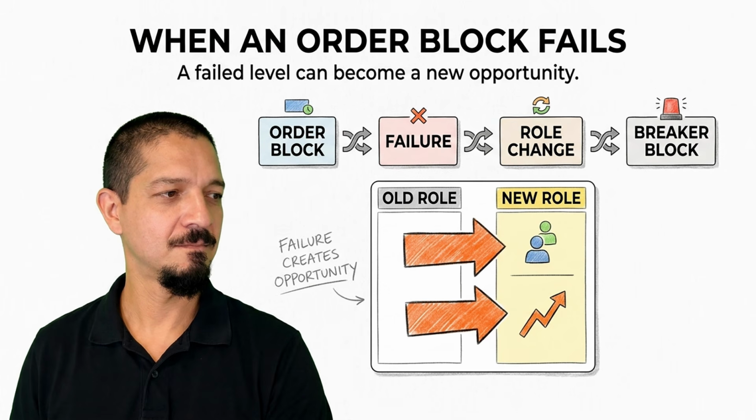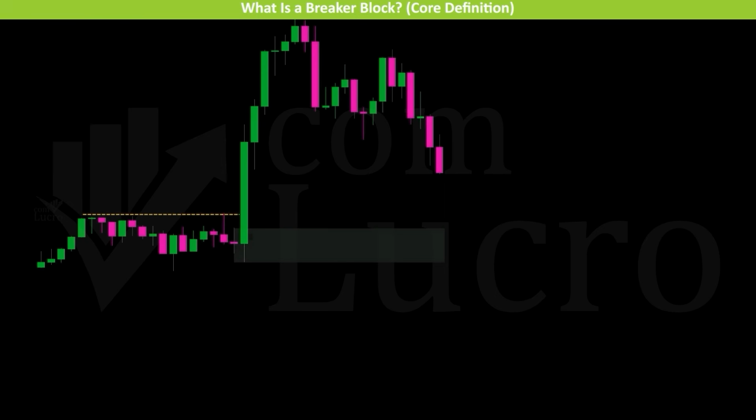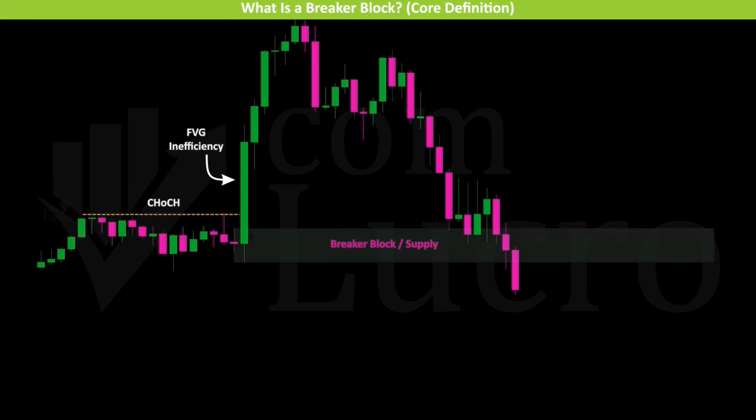But not every order block holds. Sometimes, an order block fails and price breaks through it, completely changing the role of that level on the chart. This type of behavior leads us to the concept of a breaker block. So, what is the definition of a breaker block? A breaker block is a previously failed order block that transforms into a key supply or demand zone on the price chart. This happens when an order block is broken in the opposite direction, shifting its role from supply to demand or from demand to supply.